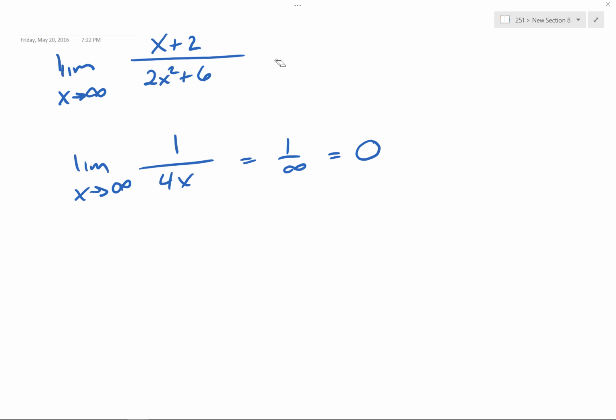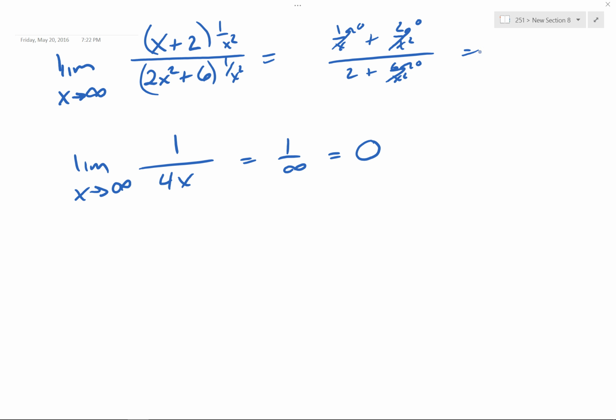Now remember, when we first did these, we said, let's multiply by 1 over x squared, which is the highest power of x in the denominator. So you get 1 over x plus 2 over x squared over 2 plus 6 over x squared. And take the limit as x goes to infinity. This goes to 0, this goes to 0, and this goes to 0, so it just becomes 0 over 2. So that's how we did it before. And for problems like this one, a person could totally do that every time. But they don't all look like that.